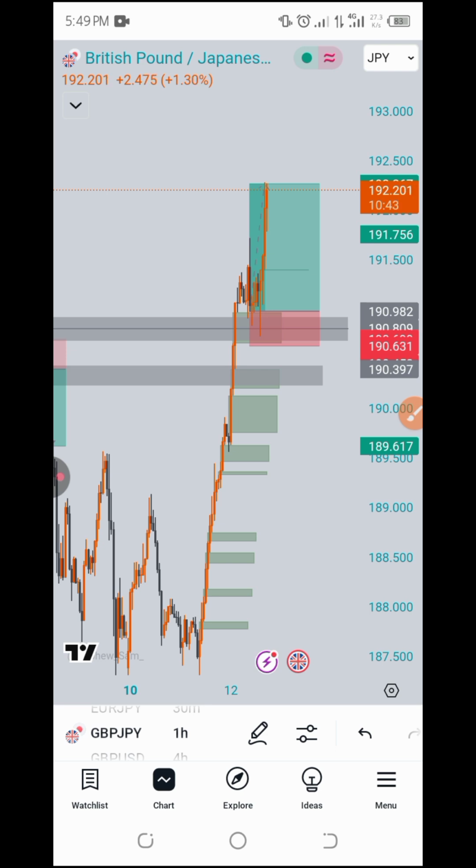Now I took this trade on GBPJPY and the trade already smashed TP, and I'm going to be showing you guys the reason why I took this trade.